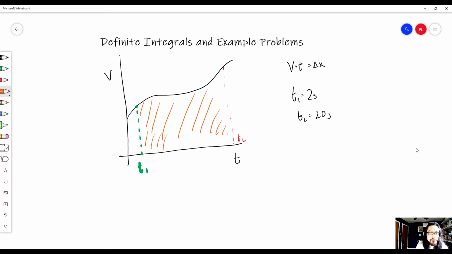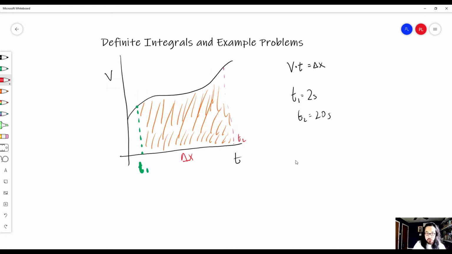We have created these bounds. We only care about the area under the curve between these two time points, and what that tells us is the displacement for this object. How far does this object actually travel given this velocity time graph? So that's why it gives us a definite integral. Now that you know the definition of the definite integral, let's go over how to integrate, and also how to integrate with definite integrals.